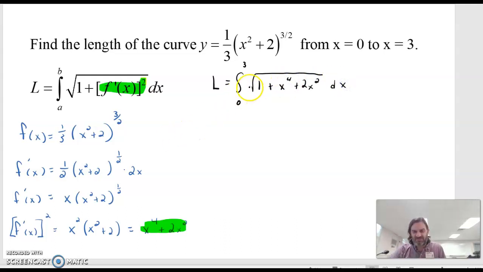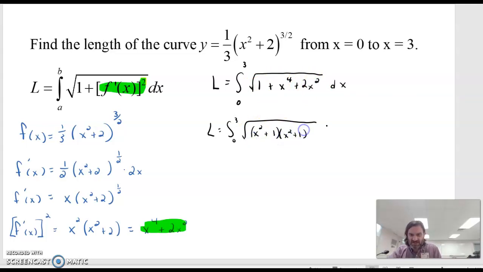Now that looks pretty scary at first because you're thinking, wow, there's some crazy stuff under this square root. How am I ever going to integrate that? Because I'm thinking u substitution, but let's take a look at this. This thing under here, and this is the way most of the arc length problems you are given will work, is a perfect square. You can factor that x to the 4th plus 2x squared plus 1 as x squared plus 1 times x squared plus 1. So it has a perfect root. So this is really the integral from 0 to 3 of x squared plus 1 dx.